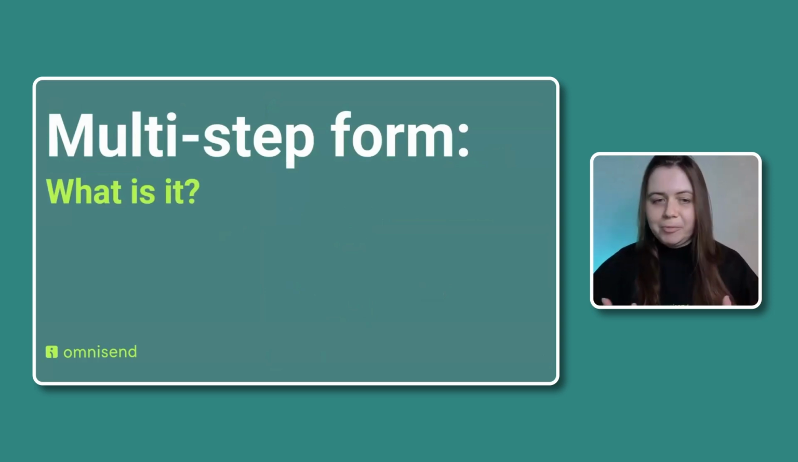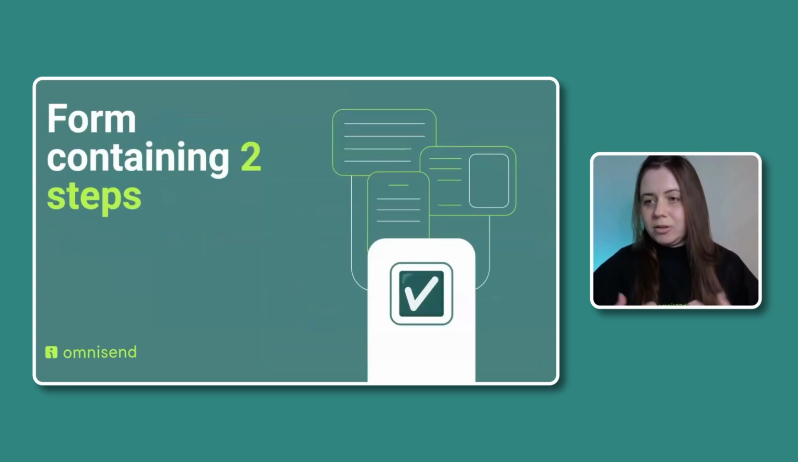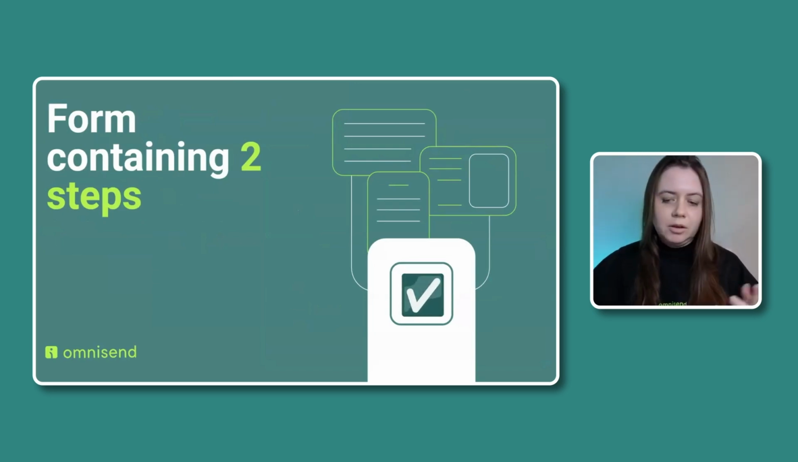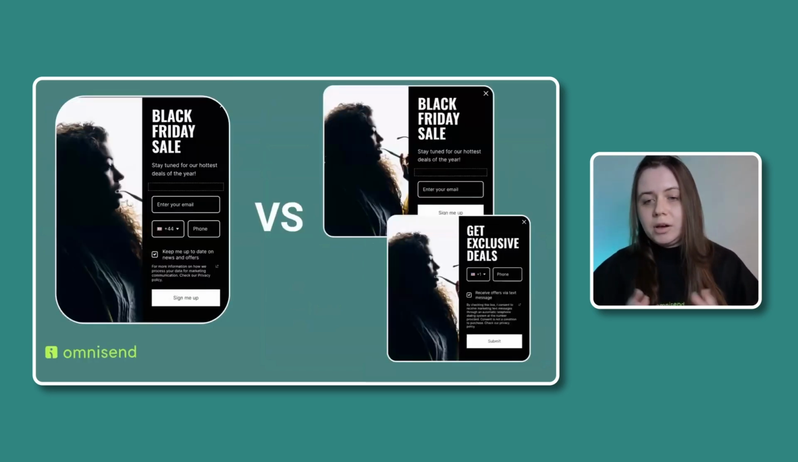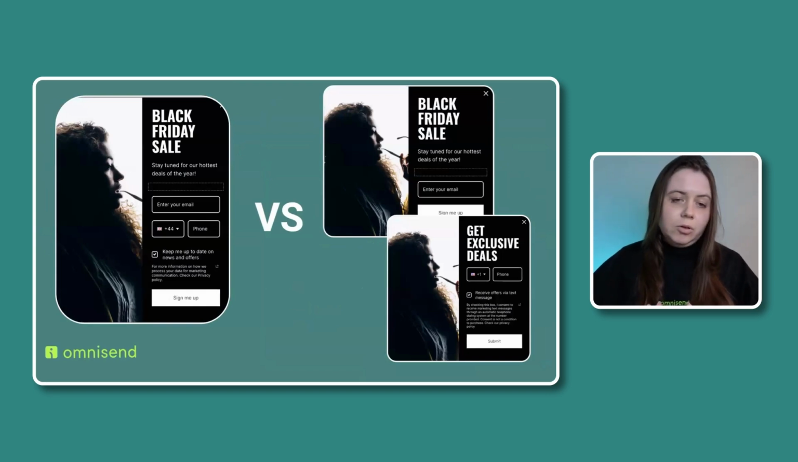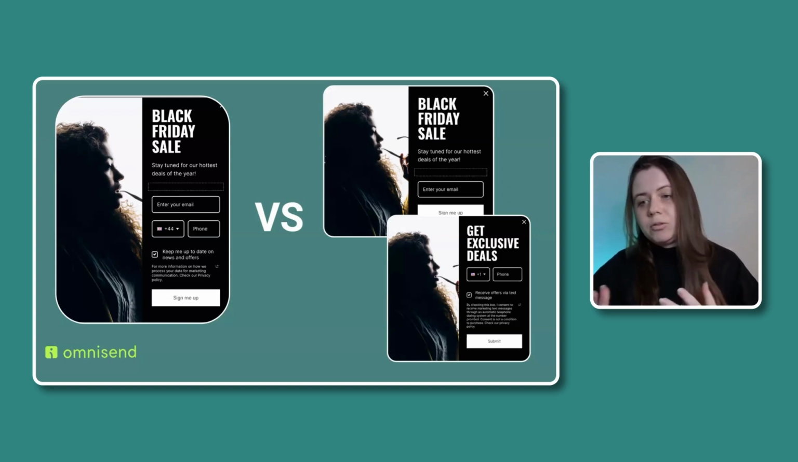And the multi-step form, what is it? I'm happy today that you come here to learn. So what is this multi-step form that we are talking about? By definition, the multi-step form is a form containing at least two steps. It can be less, it can be more, but how does it look? You want to collect more information, so you can put everything into one step, try to cram as much information as you can, or you can separate it into multiple steps, hence the name multi-step forms.